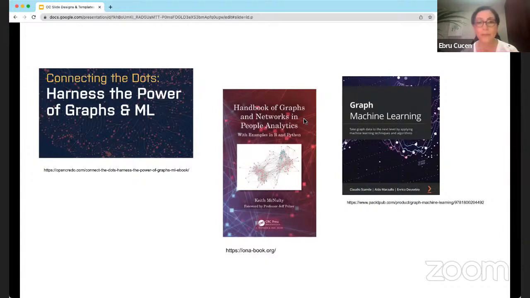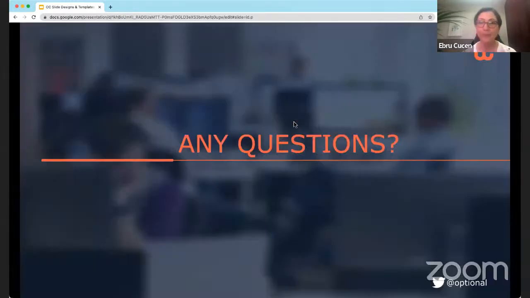A Handbook of Graphs and Networks in People Analytics is a good book with R and Python examples that explain what types of analytics we can do in networks. And Graph Machine Learning has some public data sets for graph machine learning algorithms that they have run algorithms on. That's it for me. Any questions?